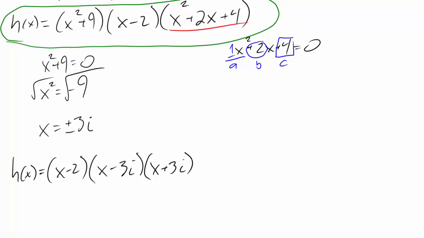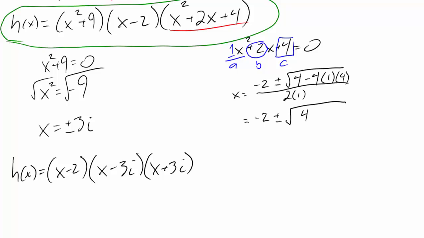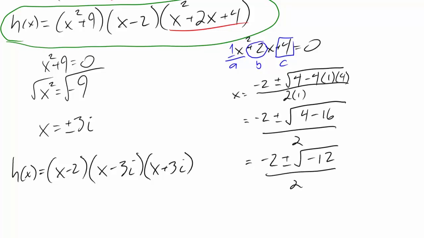So what we've got here then is x equals the opposite of b, so that'll be a negative 2, plus or minus the square root of b squared, so 2 squared is 4, minus 4ac, so it's 4 times 1 times another 4, all over 2a. It's 2 times 1. So that gives us negative 2 plus or minus the square root of 4 minus 4 times 1 times 4 is 16, all over 2. We get negative 2 plus or minus the square root of 4 minus 16 is a negative 12 over 2.